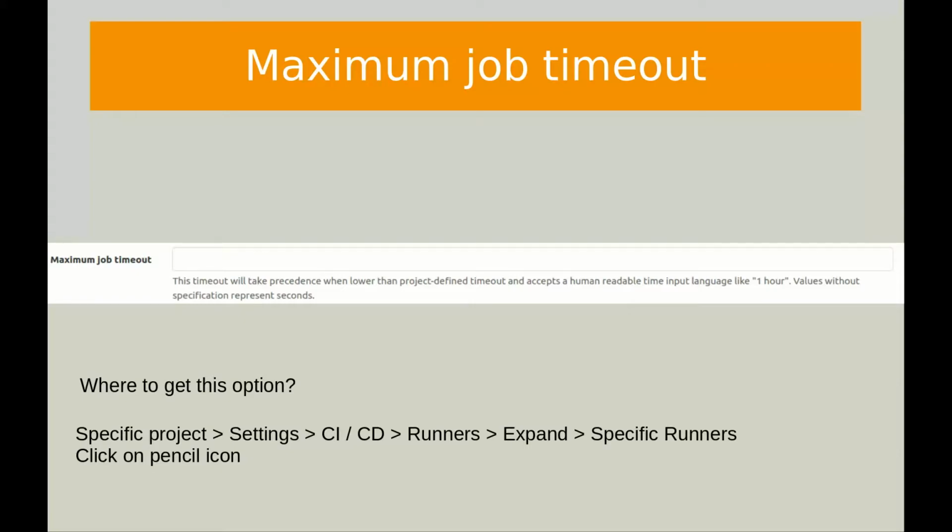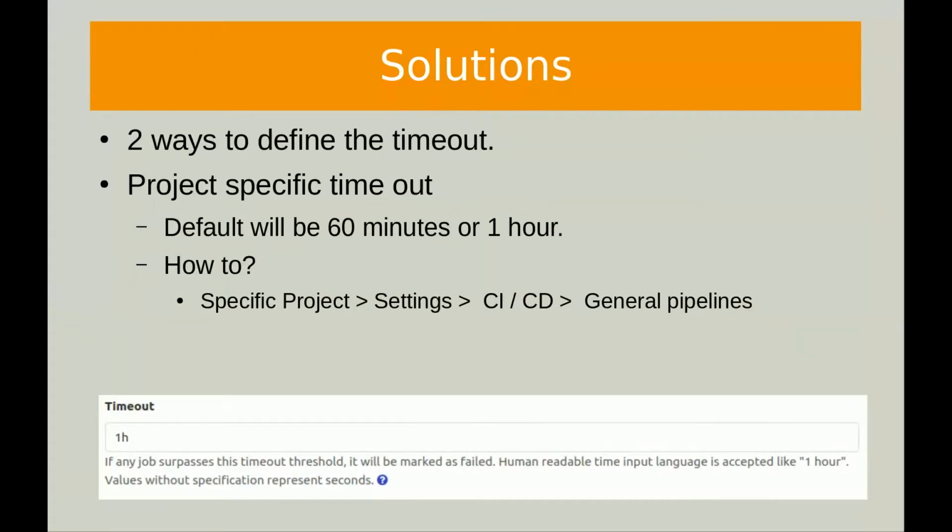So let's say you have 5 different GitLab runners associated with 5 different projects. In that case, you can define 5 different job timeouts for each of the 5 GitLab runners by going to this option. Now, what is the solution? Definitely, the solution is to increase the job timeout.